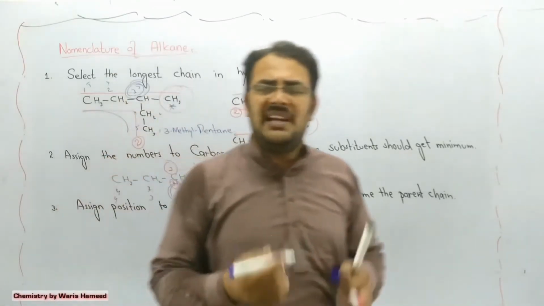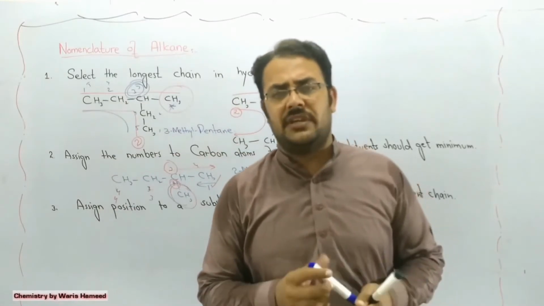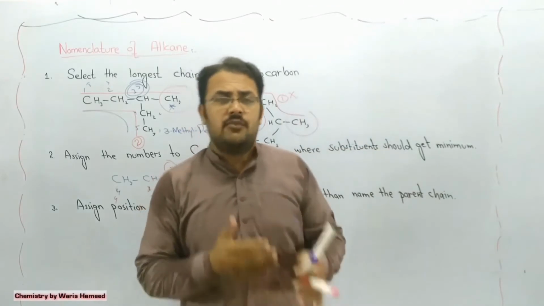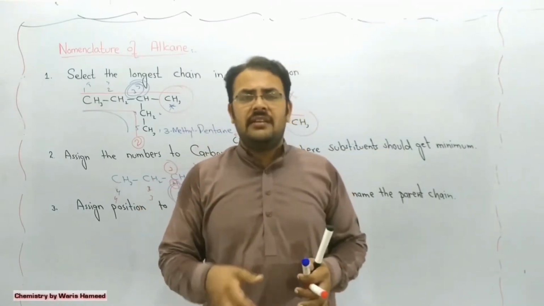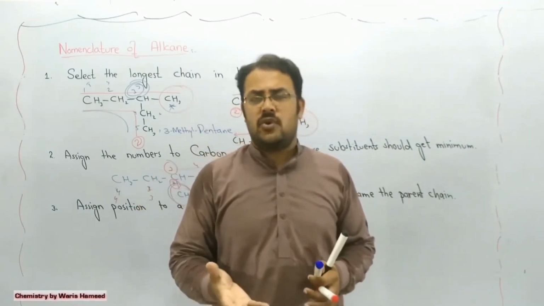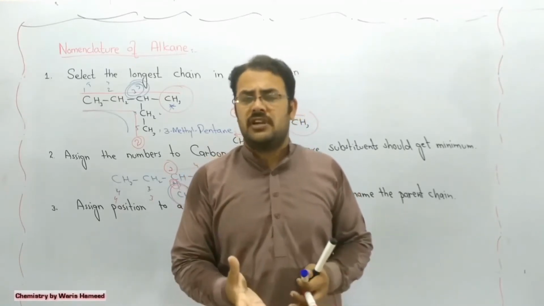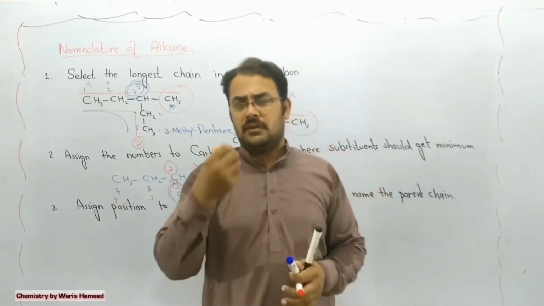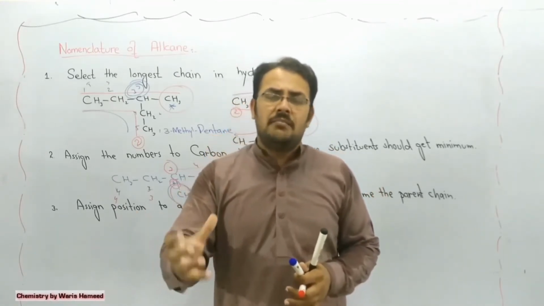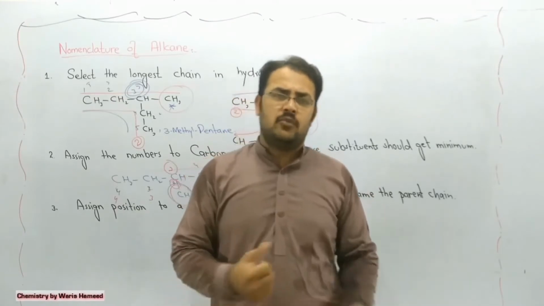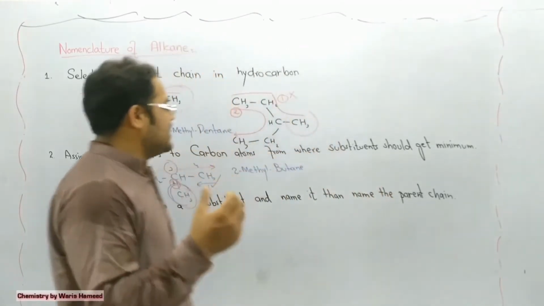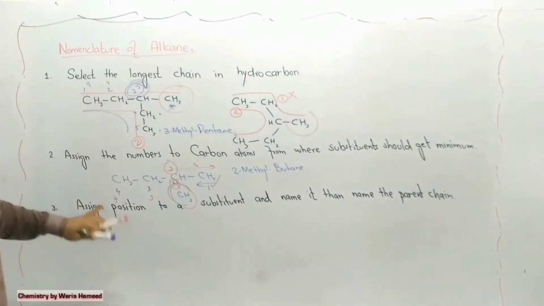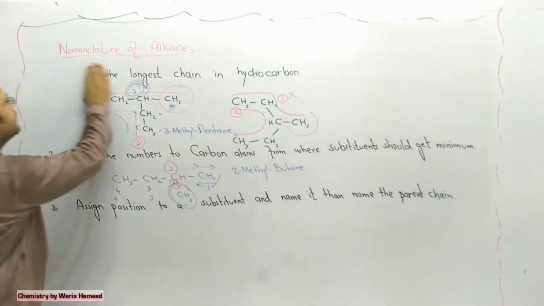If we have multiple substituents in the parent chain, and those substituents are similar, then we will use di, tri, tetra, penta and so on. And if we have different substituents starting with different names, then we will keep their order alphabetically and give the name to that molecule. We have some examples of such types of molecules. Now I am going to erase the first tool.